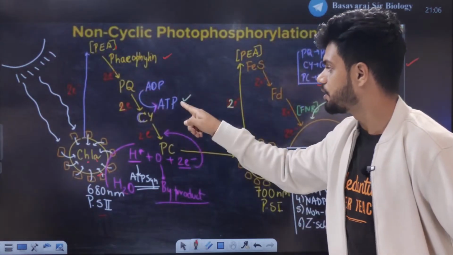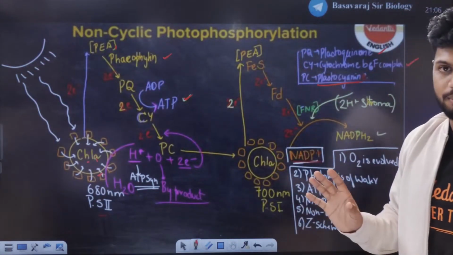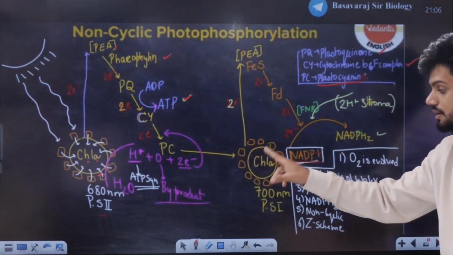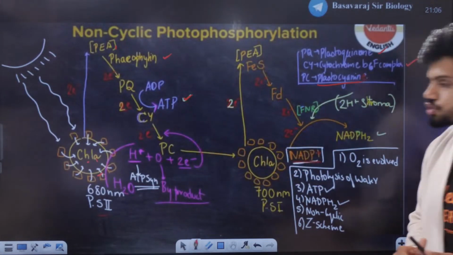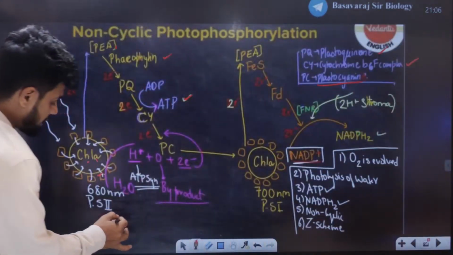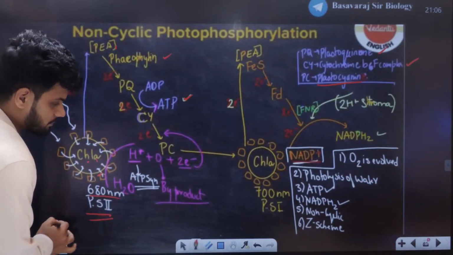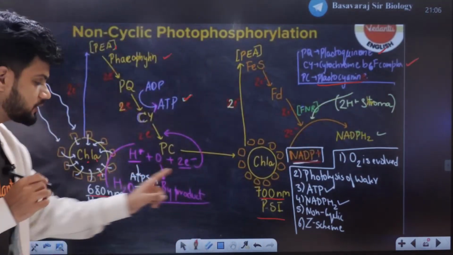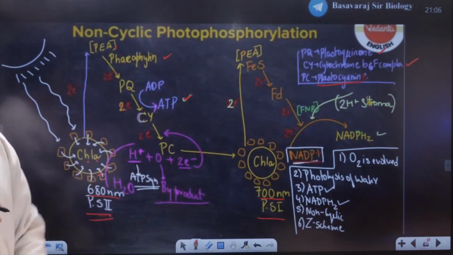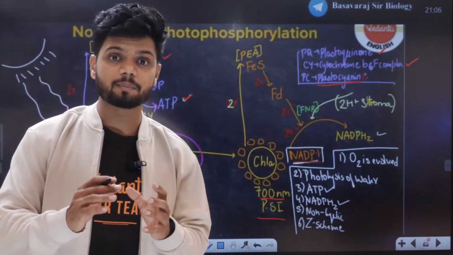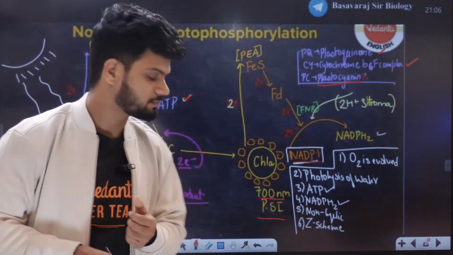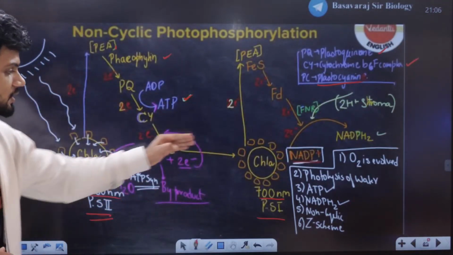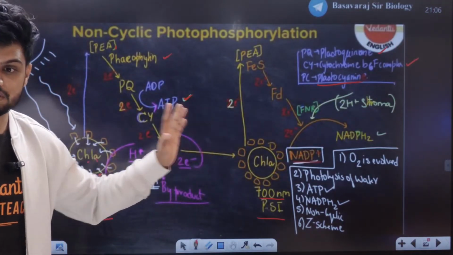Electrons are being sent. One ATP is also being formed here. Then from PC, electrons are sent to the second complex, that is PS1. Here we have PS2 working at 680 nanometer. Here we have PS1 working at 700 nanometer. Two different photosystems. Systems are basically structures made up of light harvesting complexes. So PS2 to PS1, 680 to 700.